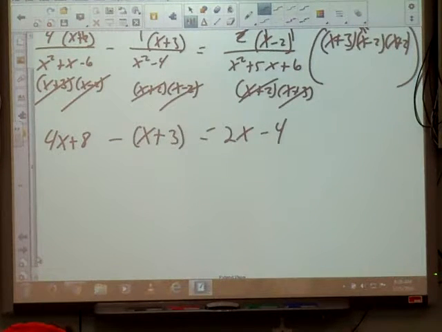Let's clean up that left side with those like terms, right? So I've got 4x minus 1x. 3x, good. No, that's why I put it in parentheses to remind you not to do that. 8 minus 3 is a positive 5. Right.